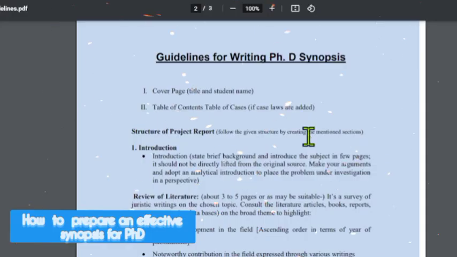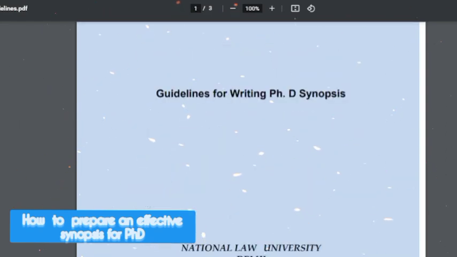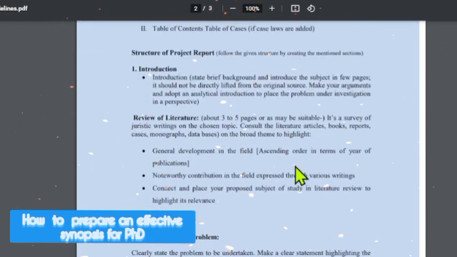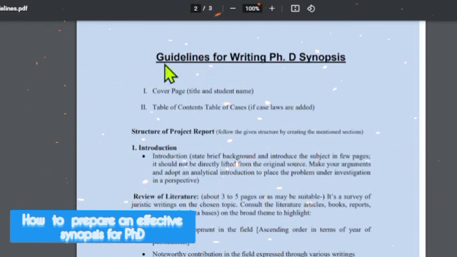Let us straight away go to the guidelines given by National Law University, Delhi. These are the guidelines given by this particular university. Now, what do these guidelines say? The guidelines for writing a PhD synopsis.